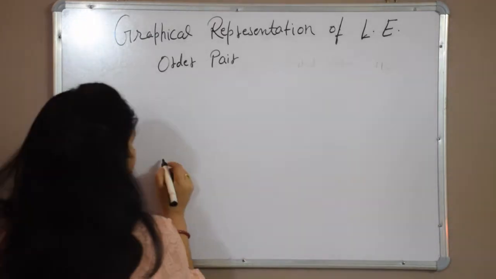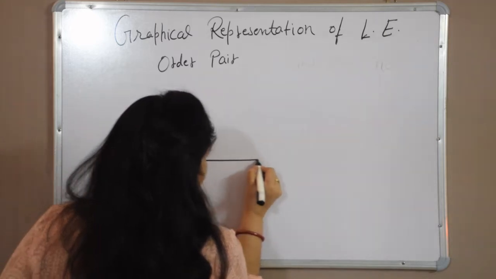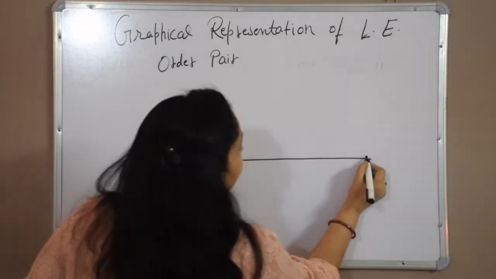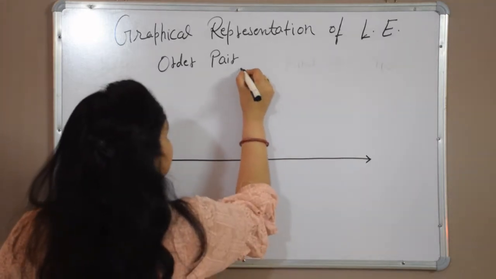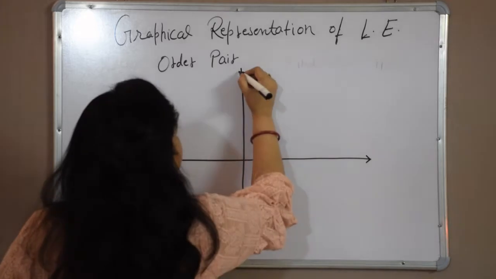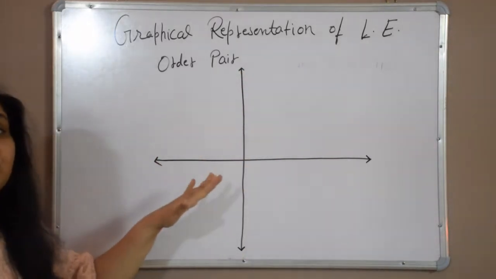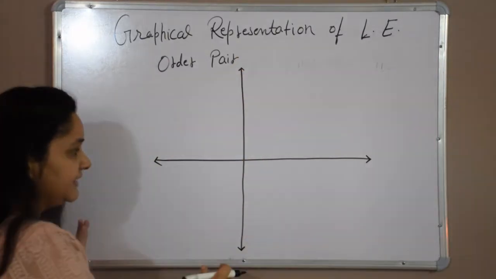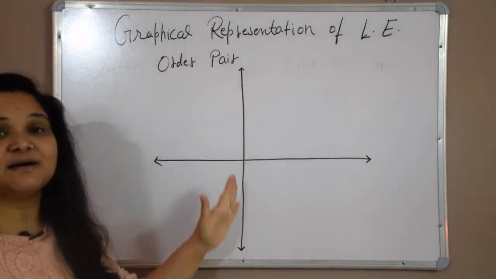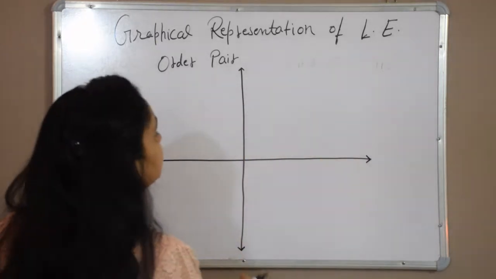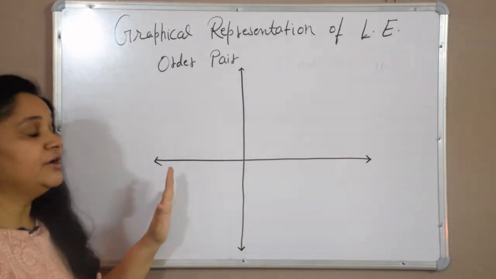If I am taking one line horizontal, this is a horizontal line, and one line vertical, and these two lines are perpendicular to each other. This is horizontal line and this is vertical line, and these two lines are perpendicular to each other. So this forms a coordinate system, coordinate plane.